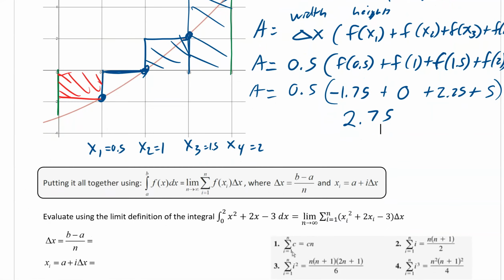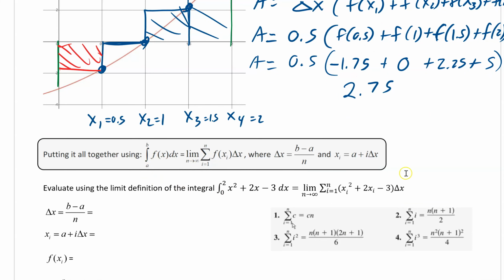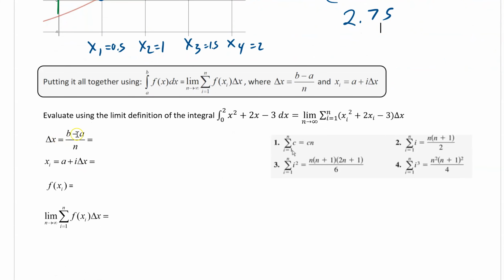So same thing as before. We went over all of this and what it means. So now change in x, just like before, our delta x. So our b here, let's write our interval. We know we're going from 0 to 2. And our f of x would equal x squared plus 2x minus 3. So we have our f of x. So again, this is our height, right? And this is our width.